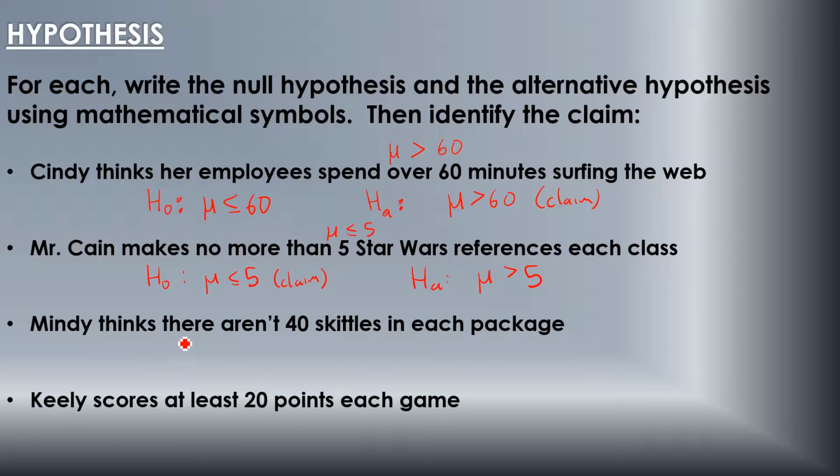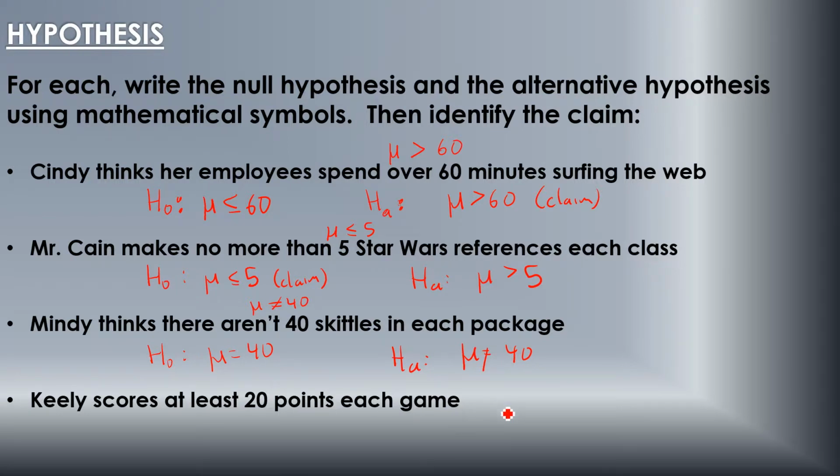Okay, Mindy thinks that there aren't 40 Skittles in a package. So the mean is not 40. That's what this person is saying. Our null is actually equal to 40, and our alternative, the opposite of that, is the mean is not 40. Remember, the alternative hypothesis never includes an equal.